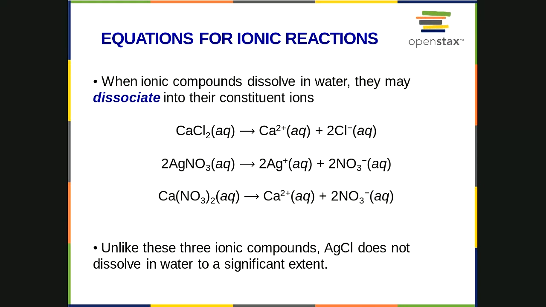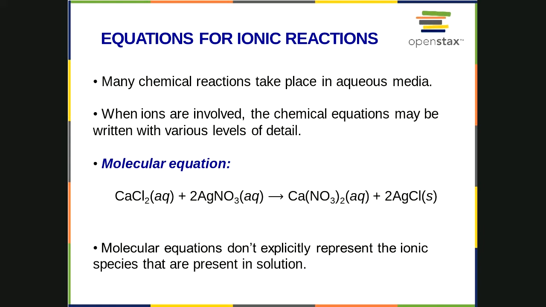We talked about this, I think, at the end of chapter 2 when we were looking at naming ionic compounds. Now, if I go back to the previous equation on the previous slide, the silver chloride, which is at the end of this equation, is still solid. That part did not dissolve at all. So we're not going to represent that as separate ions.